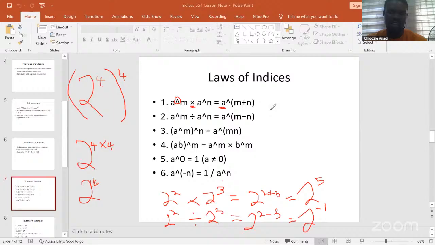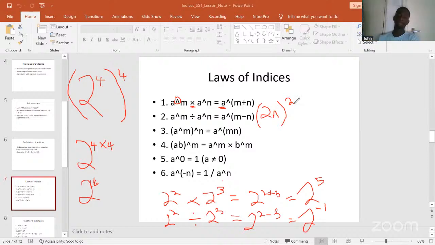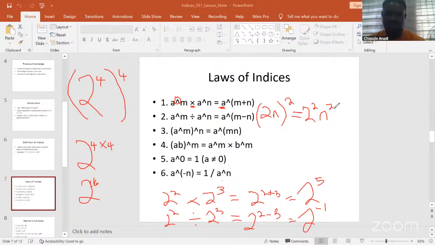For example, imagine if you have 2n raised to the power of 2. Are you seeing this now? Yes, sir. When you have 2n raised to the power of 2, this can be rewritten as 2 raised to the power of 2, are you seeing it? Yes, sir. And n raised to the power of 2. Are you seeing this? Yes, sir.